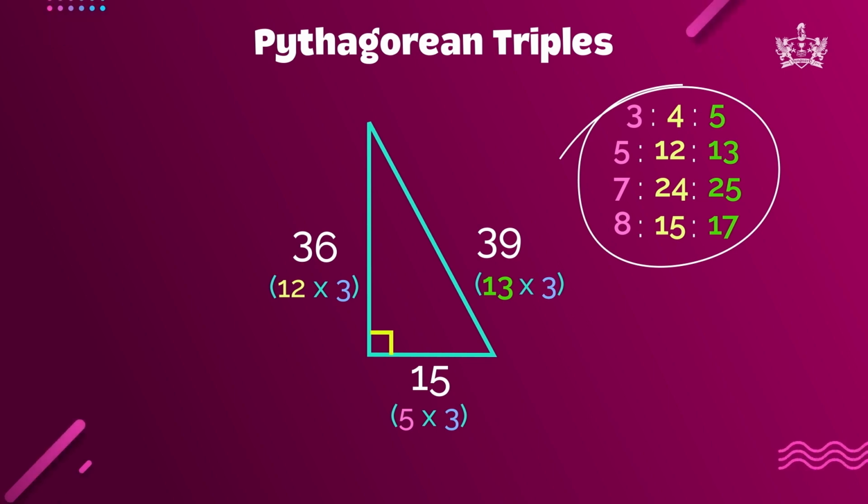Here's the key to how to check if it's a Pythagorean triple. Always look at the smallest side first to see if it's a ratio of one of the smaller sides of the Pythagorean triples. If it is, then find out what ratio it is and multiply that by the second number to see if you get the second side length.